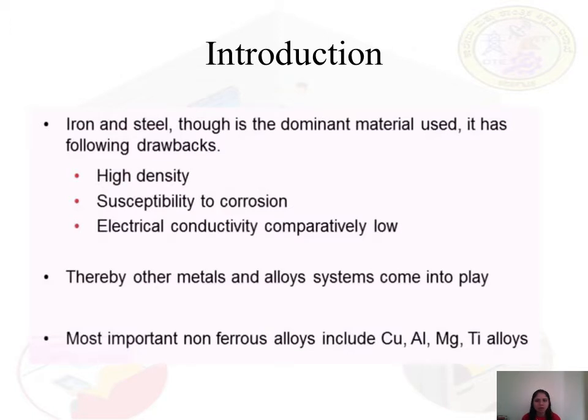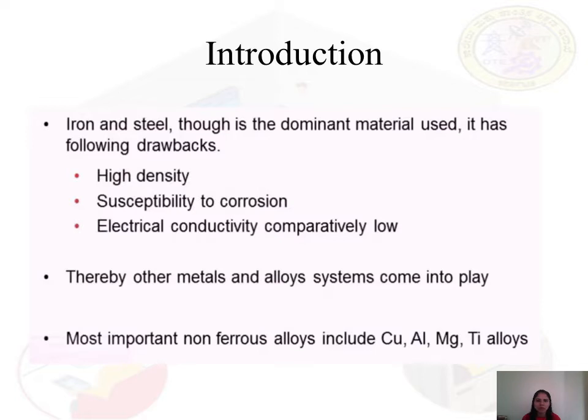What are the drawbacks? Iron has inherently high density that makes the material heavy, and iron is highly susceptible to corrosion. The corrosion behavior of iron is not very good. It corrodes, which leads to loss of material and affects failure. In addition, the electrical conductivity of iron and iron alloys is comparatively low compared to some of the non-ferrous alloys which are available.